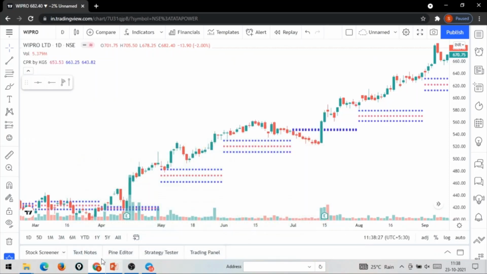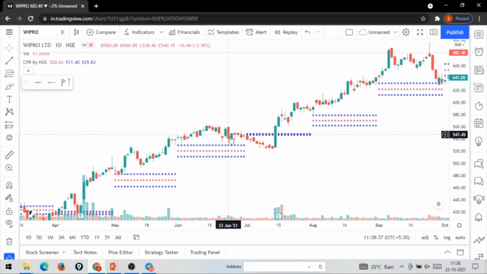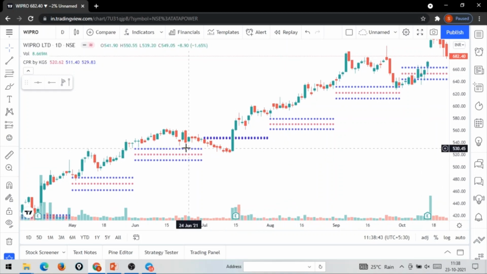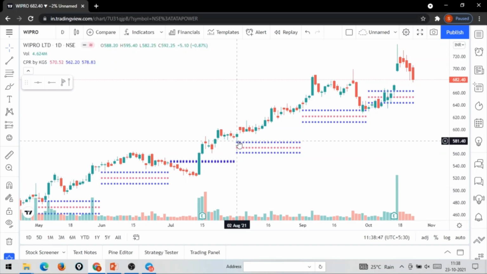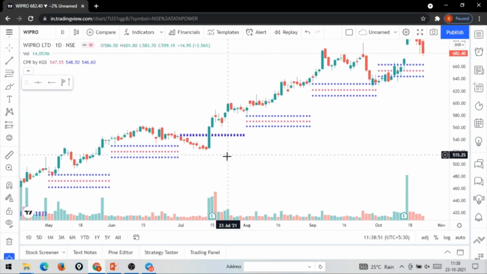Here the price is below the CPR and the CPR is very narrow. This strategy works when the CPR is wider. So ignore this kind of narrow CPR in the swing trading strategy. You cannot trade in this month. You can trade exactly in this month, back to back, not 3 high CPRs.